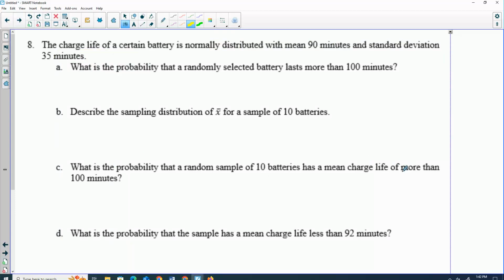So if I look at problem 8, we have the charge life of a certain battery is normally distributed, mean 90, standard deviation 35. So part A is the same as what we were doing. We want the probability that a randomly selected battery, so that's just our X, is more than 100. So this is the same. We have to change it into a Z. Our value minus the mean, which was 90, divided by the standard deviation, which was 35.